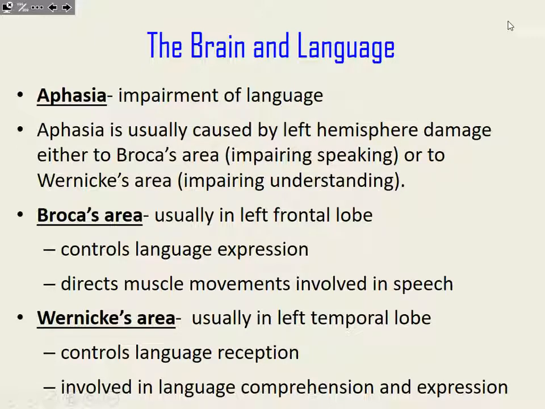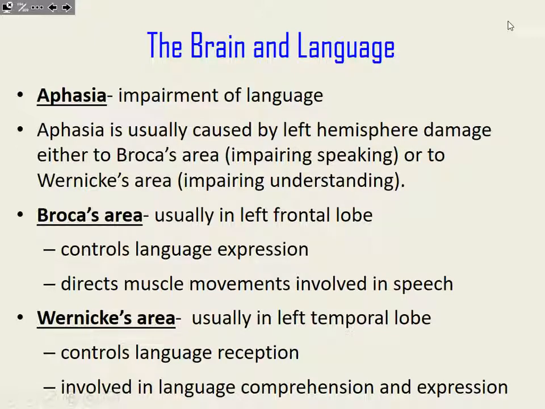I have a mnemonic device for this. When I say Broca's area, I think Broca's bloviating, like bloviating's talking too much. Broca's bloviating. Some of you just added a word to your vocabulary right there. What can I say except you're welcome?